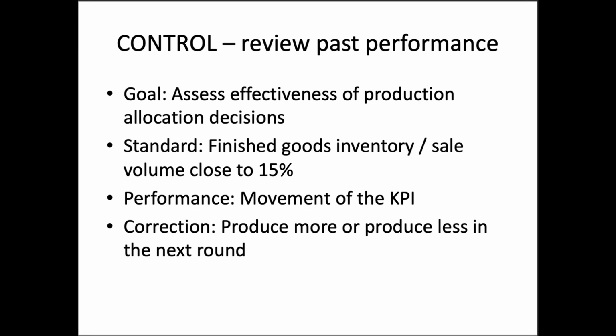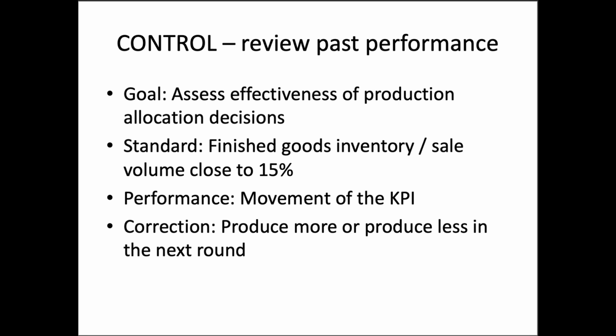Start with reviewing your performance in the past 4 rounds. Go over the control steps. The goal is to assess the effectiveness of production allocation decisions. The standard that defines good performance is having the KPI close to 15%. The performance to review is the movement of the KPI. The correction that can be made is to produce more or produce less in the next round.